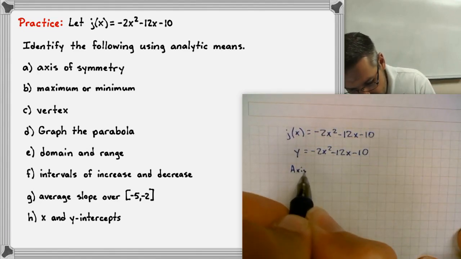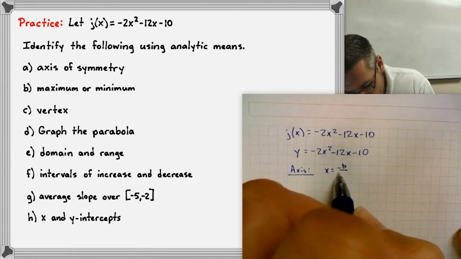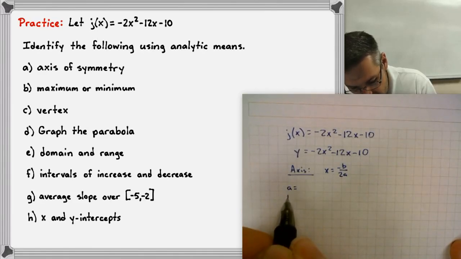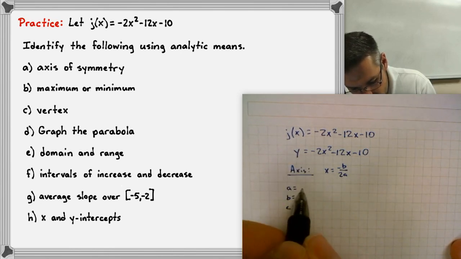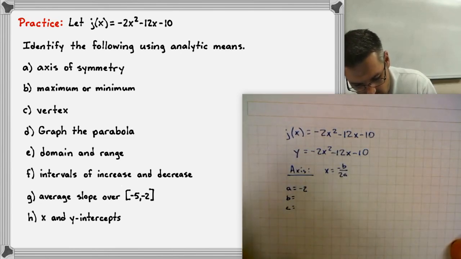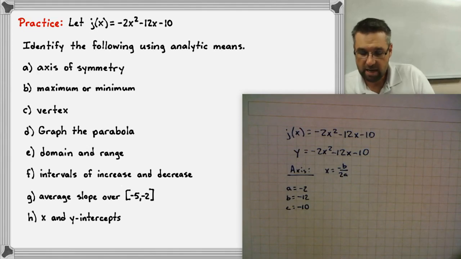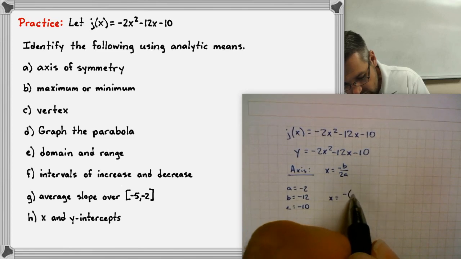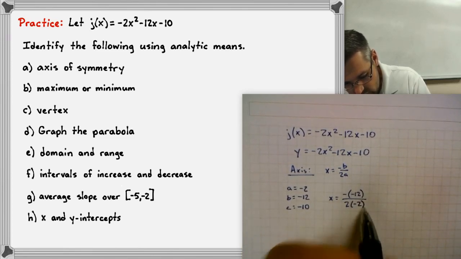First bit of work, axis of symmetry, remember, is x equals negative b over 2a. So we need to identify a, b, and c. So a is, remember, the first thing, the first letter, or the first coefficient there, it's negative 2. B is the second coefficient, negative 12. And c is the constant at the end, negative 10. Now that I know those, I can just plug those in. I end up with x equals negative 12 over 2 times negative 2.